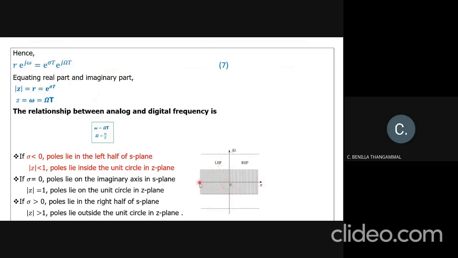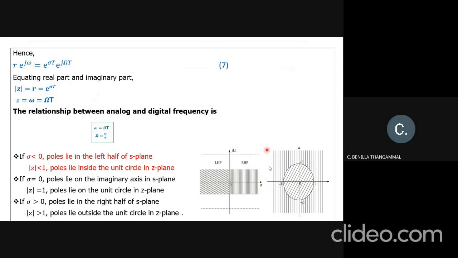So what happens? This is going to be the left half of your S plane. This is going to be your right half of your S plane. If it's so, what happens? All your left half of your S plane is mapped inside the unit circle of your Z plane, because the value will be definitely less than 1. And for exactly at 0, the value will be exactly 1 here. And for the right half of your S plane, your modulus of Z is going to be greater than 1. So it is outside the unit circle.